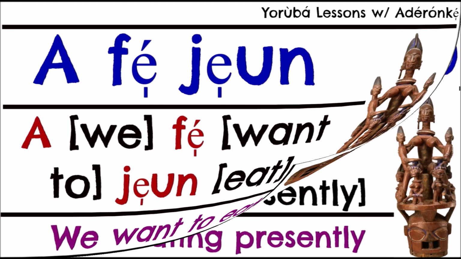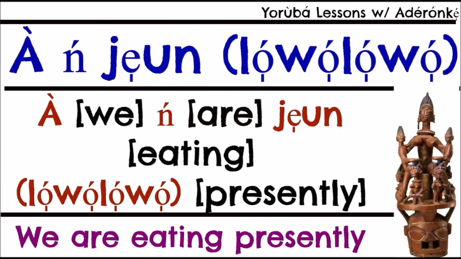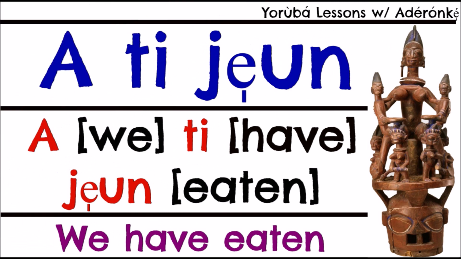So we are eating presently. À ń jẹun lọ́wọ́. À ń jẹun lọ́wọ́lọ́wọ́. We are eating presently. À ń jẹun lọ́wọ́. We eat. À ń jẹun. We're eating presently. À ń jẹun lọ́wọ́lọ́wọ́. We've eaten. À ti jẹun. We have eaten.